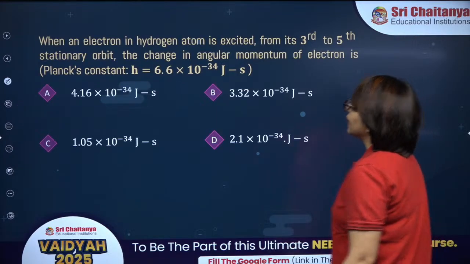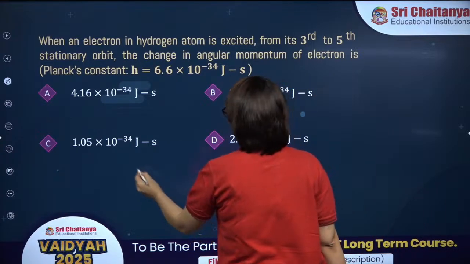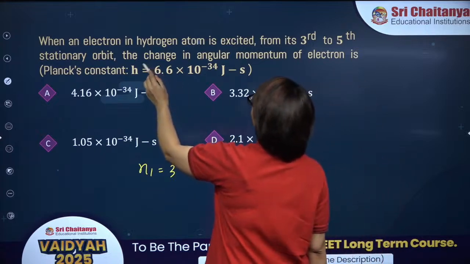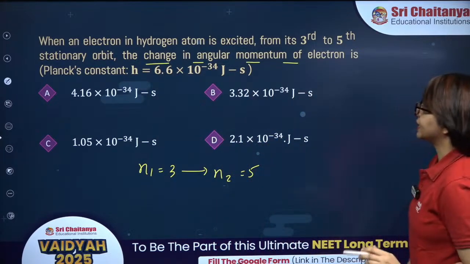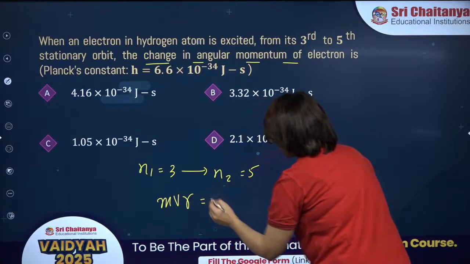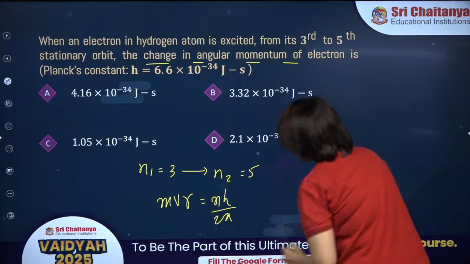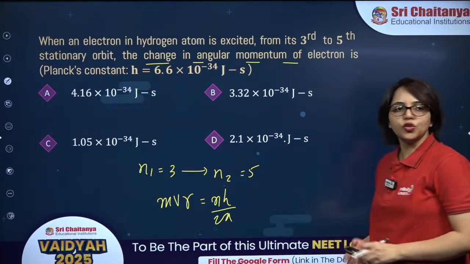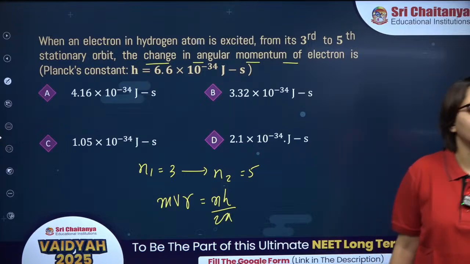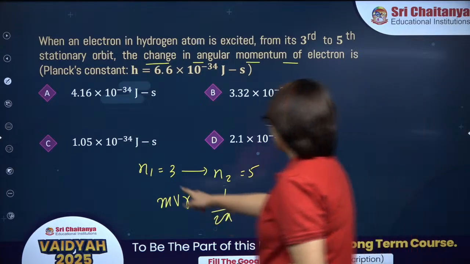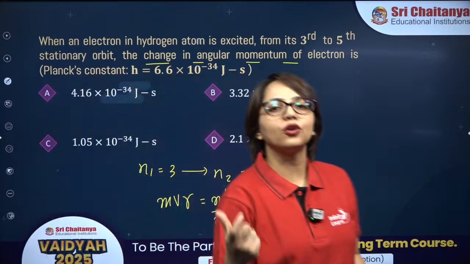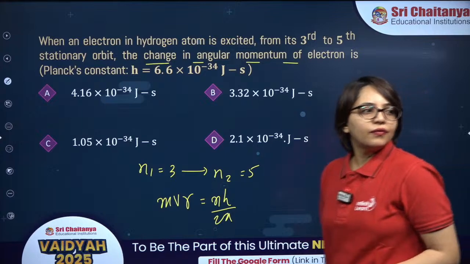Let's try this one. When an electron in hydrogen atom is excited from its third to fifth stationary orbit, the change in angular momentum of the electron is, Planck's constant is given. So what is the angular momentum of the electron? MVR, and it should be nh upon 2 pi. Okay, quantization condition, MVR should be nh upon 2 pi over here. Alright, try this one, come on guys. When it is in the third orbit, n will be 3. When it is in the fifth orbit, n will be 5. You have to find the change in angular momentum. Well done, well done.